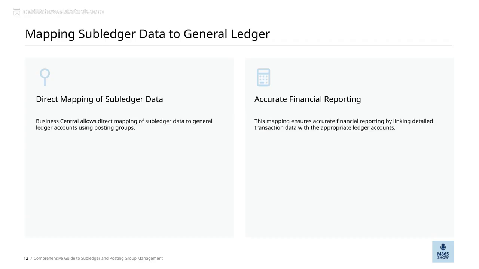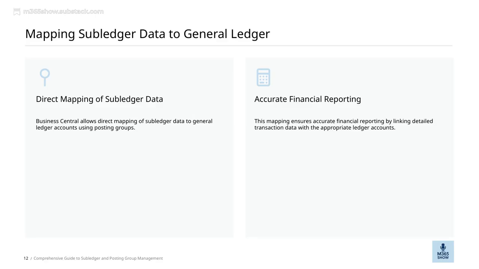Now, let's talk about mapping Subledger data to the general ledger. This step is crucial because it ensures our financial reports are accurate and reliable. Essentially, it links the detailed transaction data we record in the subledgers with the correct ledger accounts. By doing this, we make sure that every transaction is reflected properly in our financial statements.